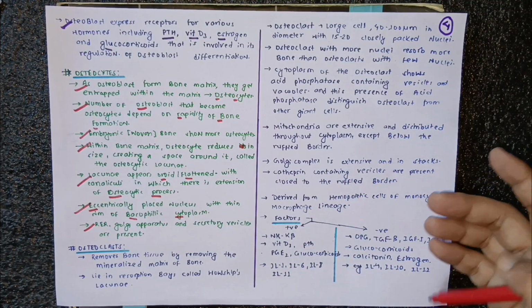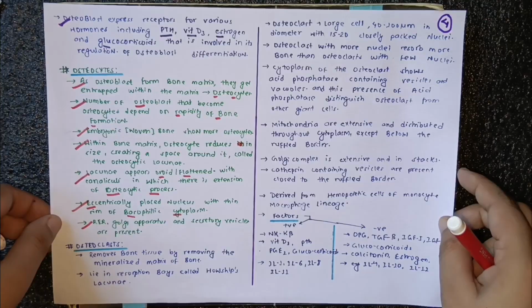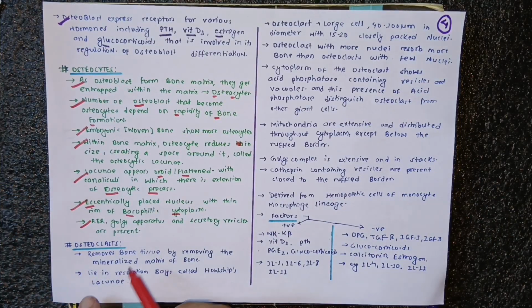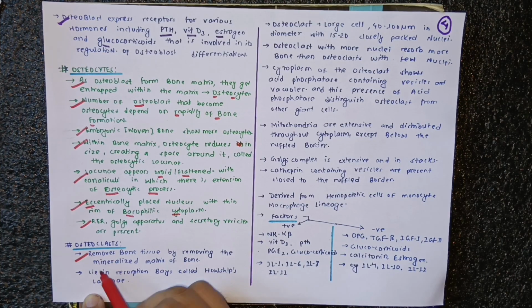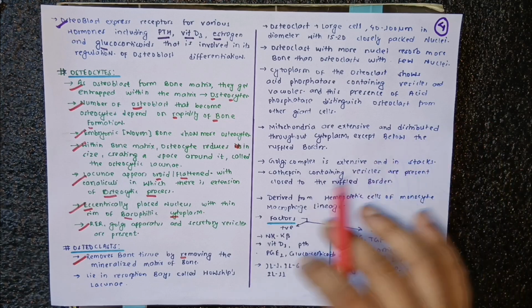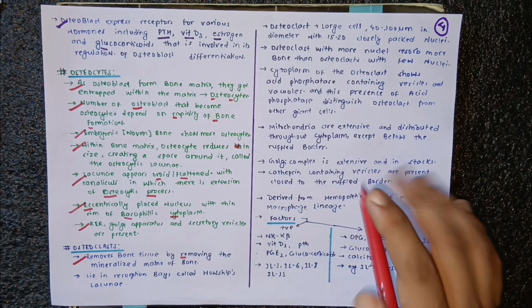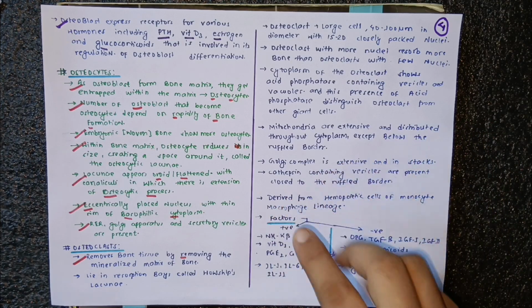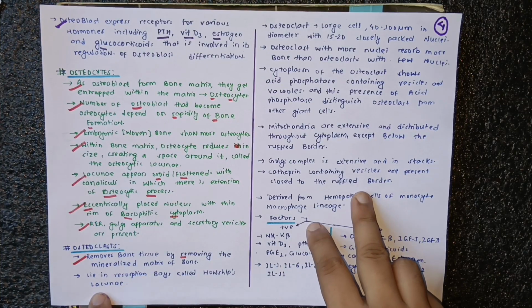Now we will discuss the osteoclast, which is more important. It removes the bone tissue by removing the mineralized matrix of the bone. Clast means to cut off, so it destroys and resorbs the bone. That is the main function of the osteoclast.